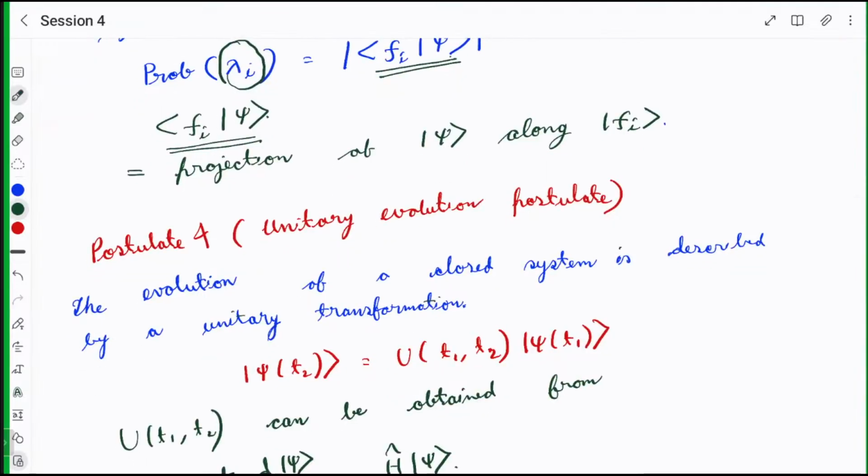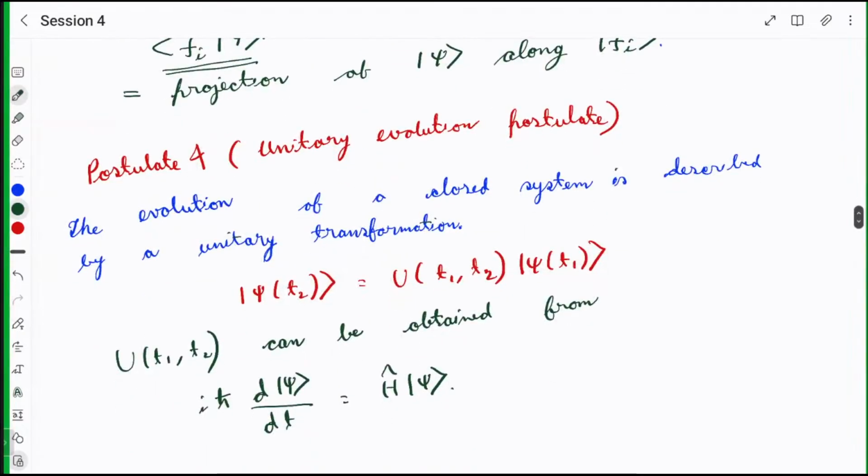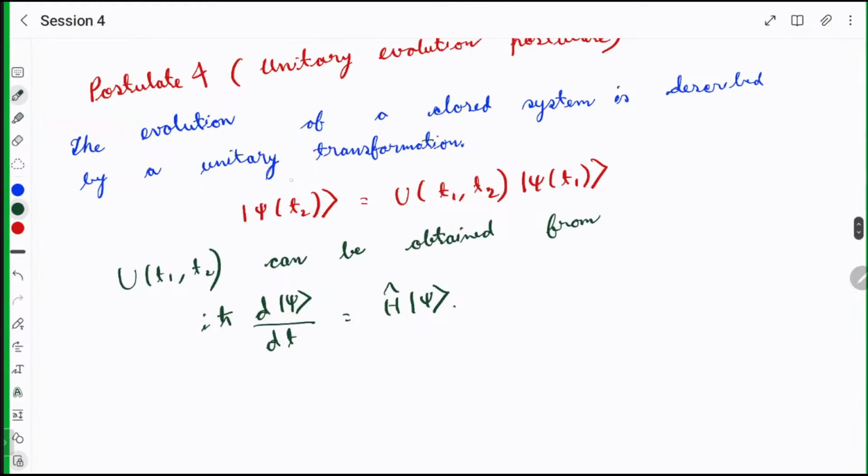And the last postulate that we discussed last day is the unitary evolution postulate. And it says that the evolution of a closed quantum system is described by a unitary transformation. So say for example, if you have state psi at T1, then if you apply a unitary which takes the state from the time T1 to T2, then this will be a unitary operator acting on psi T1 that will give you the state at time T2.